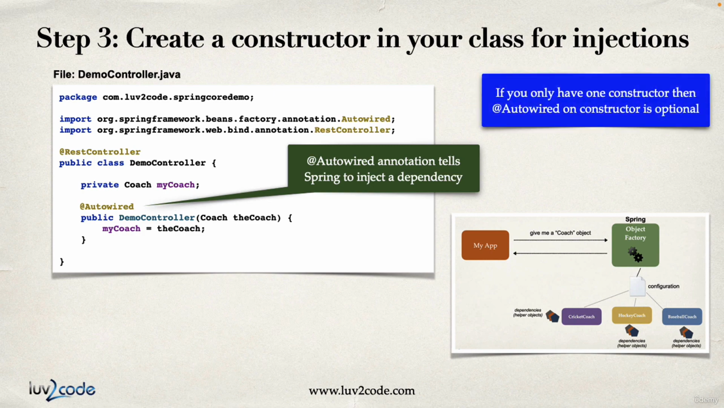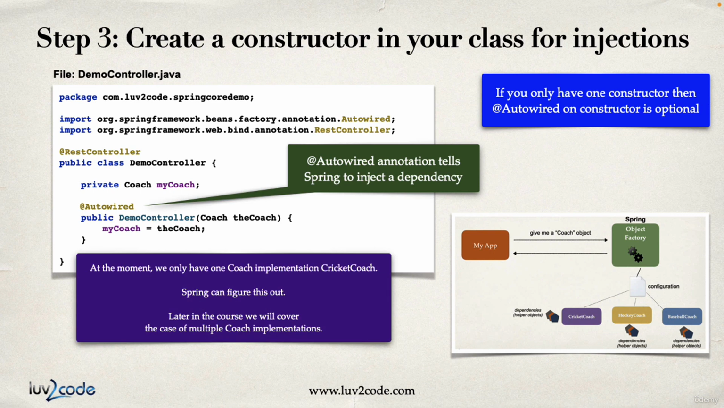And if you only have one constructor, then the Autowired annotation on the constructor is optional, okay? But I'll keep it here just for academic purposes, just because we're in the early stages of learning this technology. But this annotation here is optional in this specific case of only one constructor.